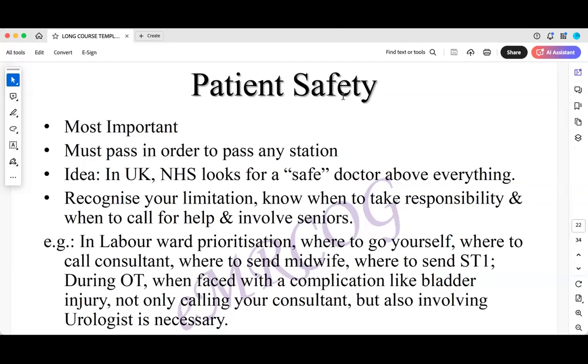The patient safety domain is the most important one, and it's the one that has the highest mark in each station. This is a vital one. You have to make sure patient safety is fulfilled in every task. So you have to be a safe doctor and pass patient safety. Otherwise, they don't want your applied clinical knowledge in the UK.